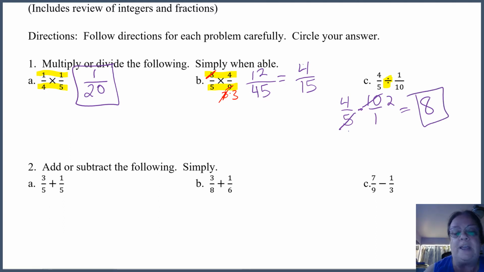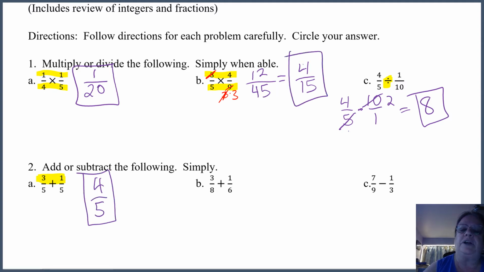All right, now we're going to add and subtract these. So our first step, common denominator. If we have a common denominator, all we have to do is add our numerators. So that's what we're going to do. 3 plus 1 is 4, so our answer is 4/5. Oops, I forgot to box that one. There we go.